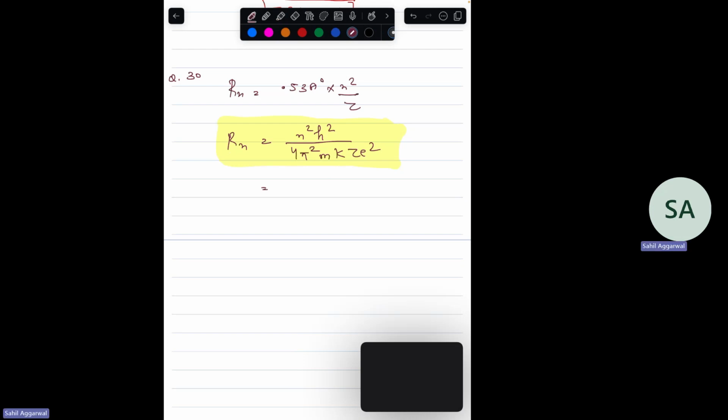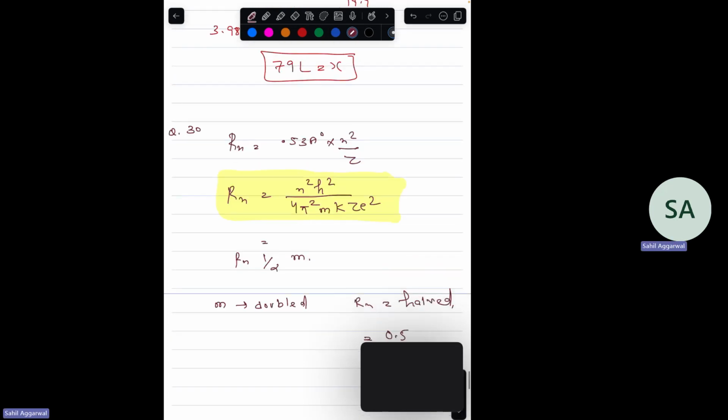So we can see that radius is inversely proportional to mass. The question says mass is doubled. So radius would become half. It would be 0.5. That is it.